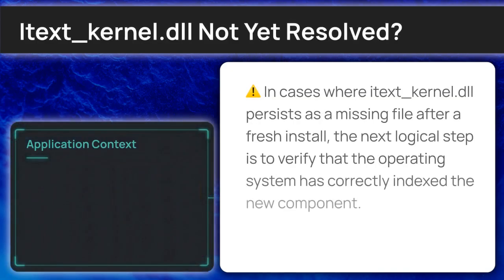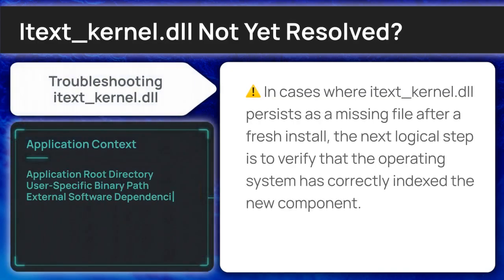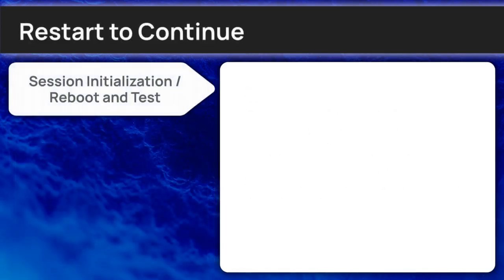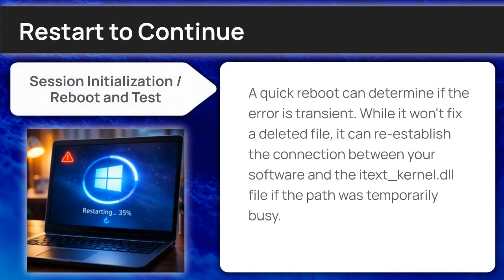If no luck was had with the redistributable package, we will escalate the fix by performing a targeted reset of the system state. Performing a restart can determine if the error is just a transient environment glitch. A reboot refreshes your system's path variables and can sometimes reestablish a broken link to the IText kernel library file.